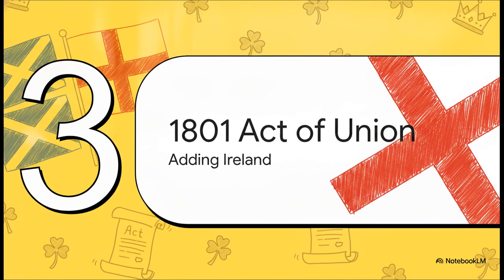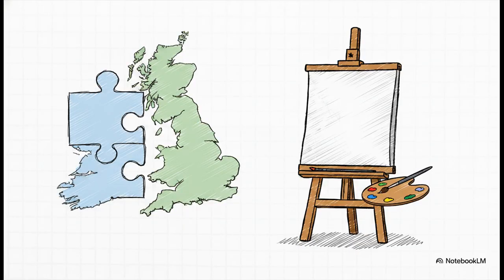But, as you probably noticed, it's missing something. Let's head into the 19th century with Section 3, the 1801 Act of Union, to see how the final piece of our puzzle was added. See, for a long time, Ireland had remained a separate kingdom under the British Crown, but an Act of Union passed in 1800 meant that Ireland would officially join the fold. So, on January 1, 1801, the brand new United Kingdom of Great Britain and Ireland was born.